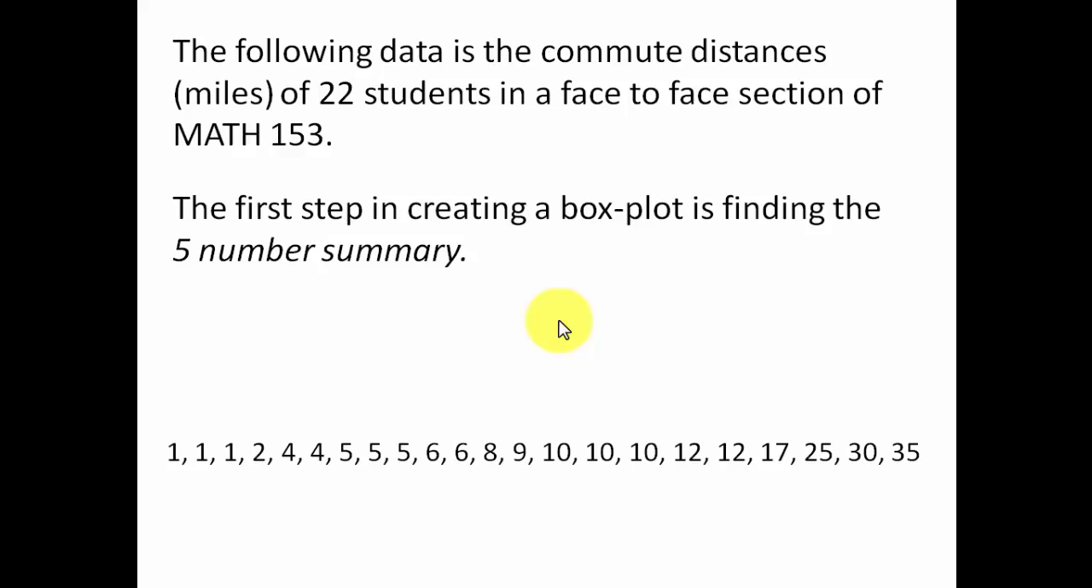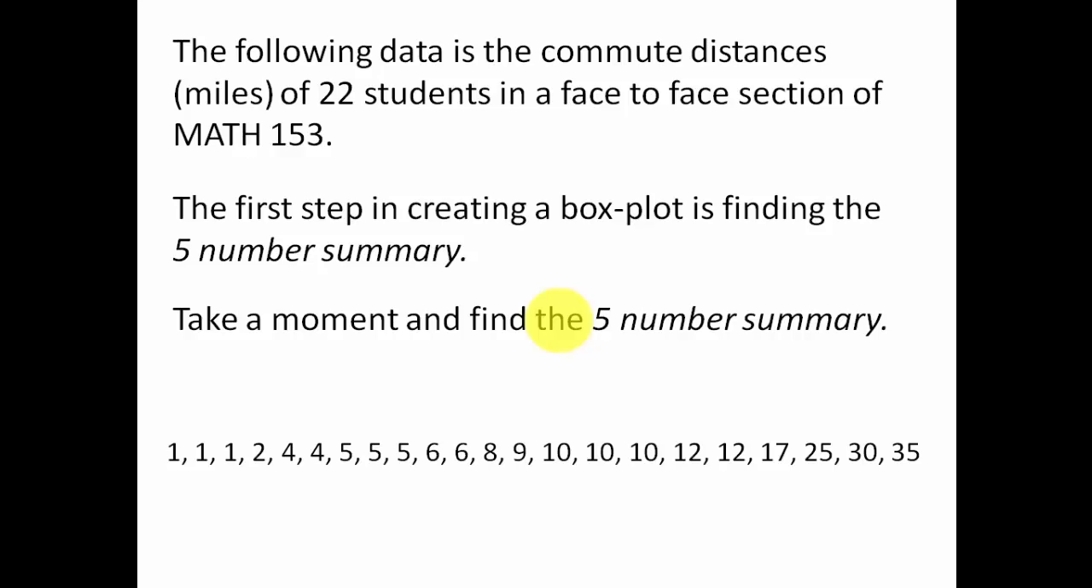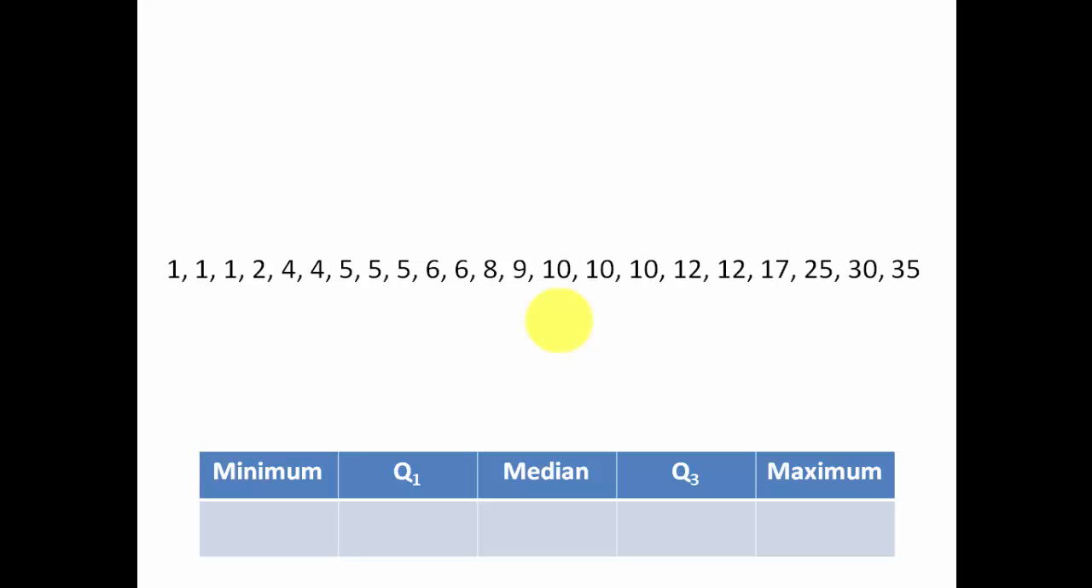The first step in creating a box plot is finding the 5-number summary. Take a moment and find the 5-number summary. Pause this video and see if you can be successful in doing it. The 5-number summary, as you remember, consists of the minimum, the first quartile, the median, the third quartile, and the maximum. Let's find the numbers.